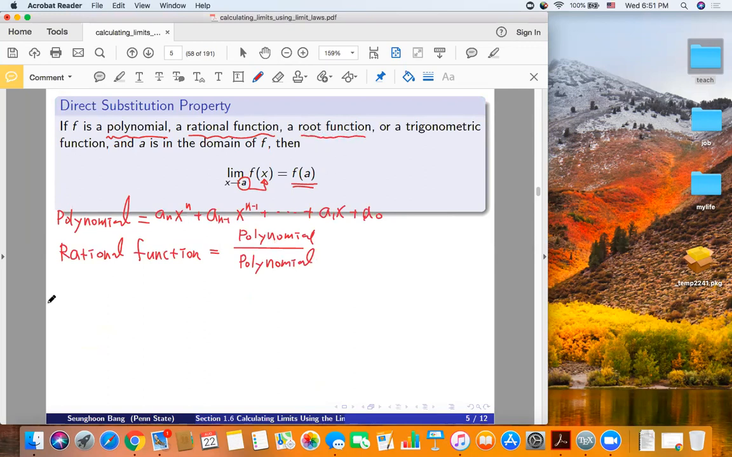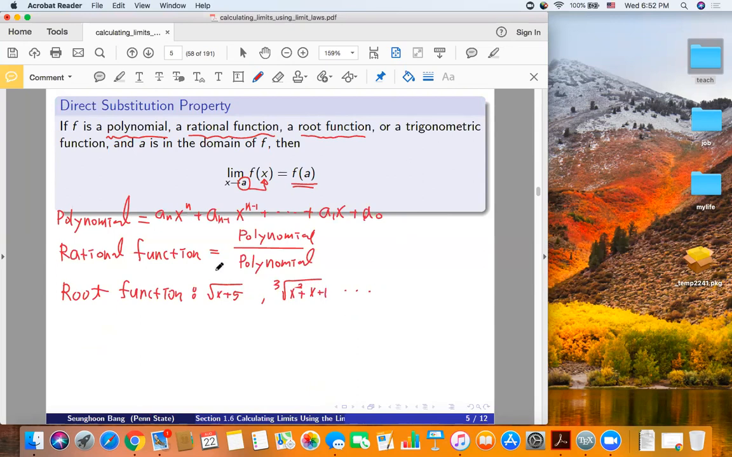What is a root function? A root function is like this one. I'm going to give examples. We have a square root, cube root, or something like that. For example, the square root of x plus 5, or the cube root of x squared plus x plus 1. So we call that a root function.